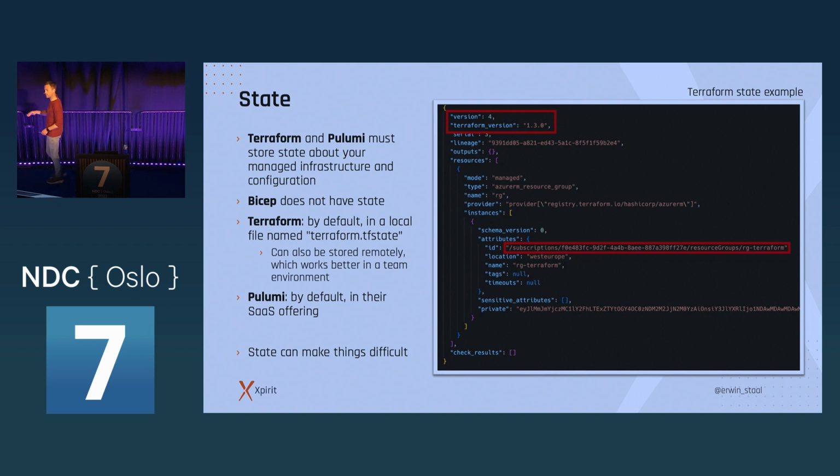Terraform by default creates a state file locally on your desktop when you start deploying stuff, a local state file, which is JSON, as you see in the example here. But when you start working in a team, that doesn't work anymore, so you need to store your state file somewhere remotely, for example, in an Azure storage account. Pulumi also has a state file, but they do it a little different. By default, Pulumi stores the state file in their SaaS offering. So if you start out with Pulumi, you create an account in their SaaS offering to which you log in using the Pulumi CLI, and then they store the state in their environment.